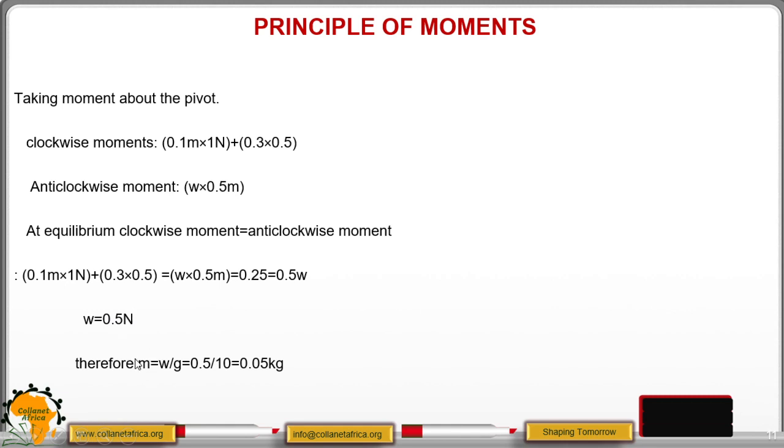And from this, mass can be given by weight over the gravitational constant, which is 10. You take the weight and divide by 10 newtons per kg, and you find that the mass of the glass block is 0.05 kg.